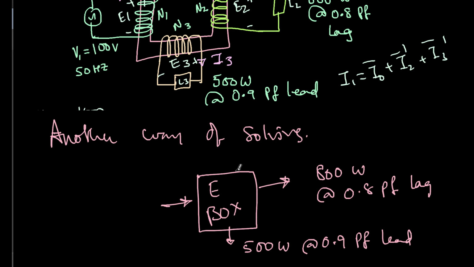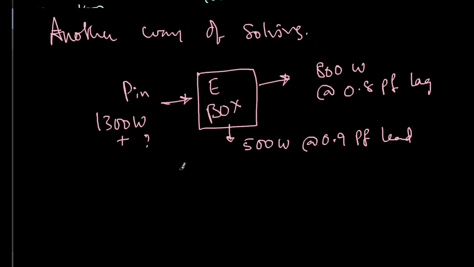Therefore, just by looking at the powers, I should know what the input power here should be. So P in I should be able to know. Right away I can tell the active power input will be 800 watts plus 500 watts, that is 1300 watts. But what the reactive power is, we have to find out. And once I know, then I know the input power. Because V1 is given as 100 volts, from this I can calculate I1.